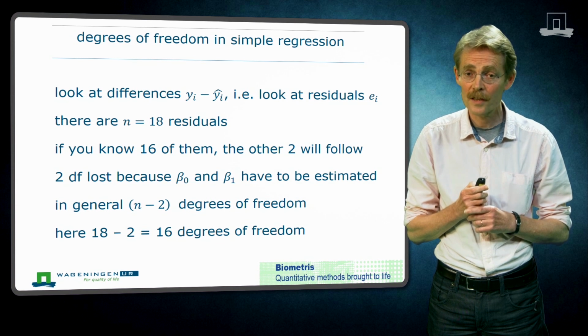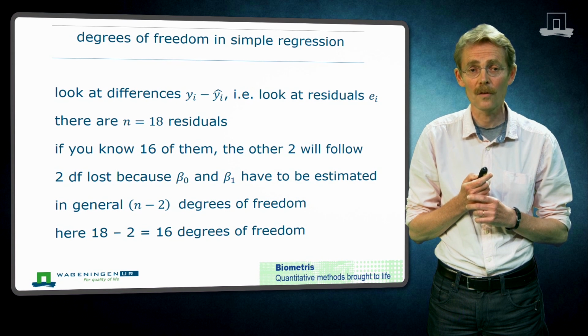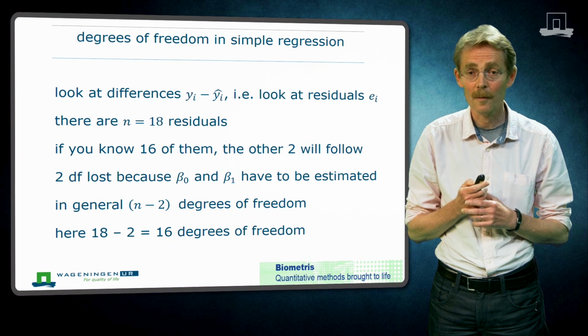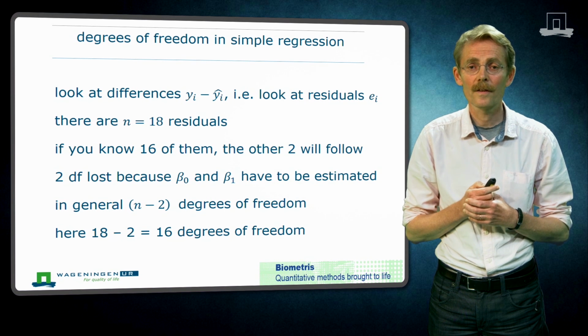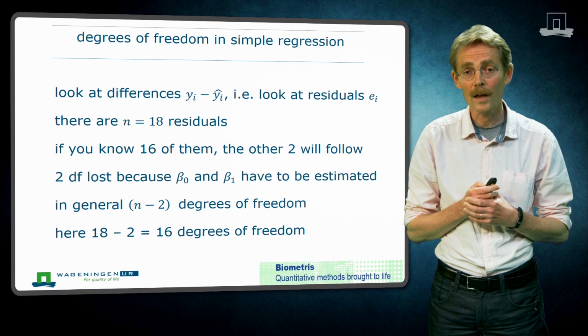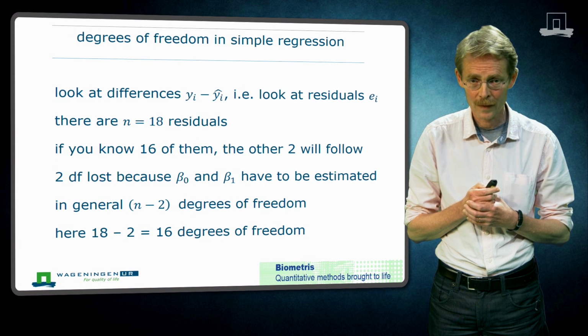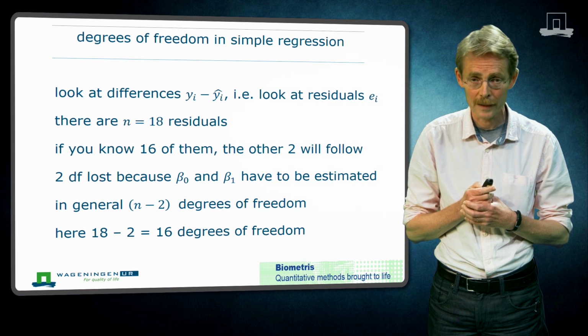These are actually the residuals, e_i. The residuals are basically estimates for the error terms epsilon_i. There are 18 of these residuals, but if you know 16 of them, the last two can be calculated from the others. The reason is that beta 0 and beta 1 have to be estimated, and we lose 2 degrees of freedom again. So the number of degrees of freedom here, with 18 observations, is 18 minus 2, which is 16.